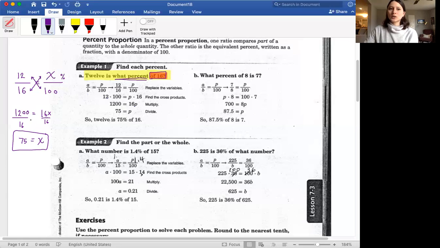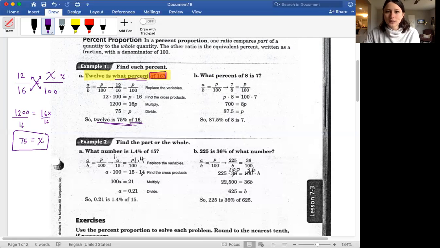So the answer once you solve it by 16 is 75, which means 12 out of 16 is 75%. So 12 is 75% of 16. So see how the phrasing of it is kind of strange. It's not how we normally phrase things like in our daily language, but the key is looking at that phrase of whatever.